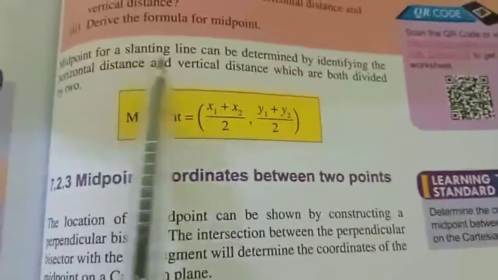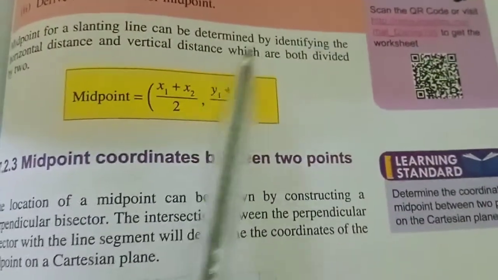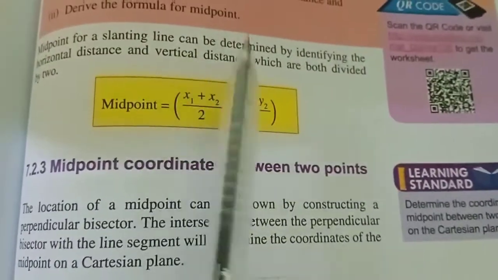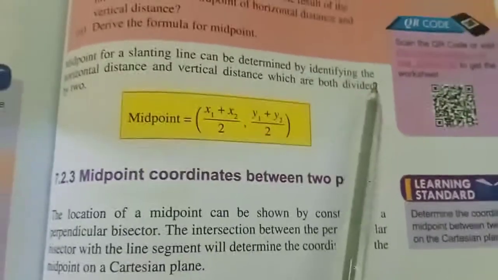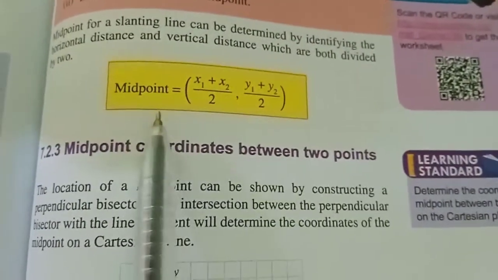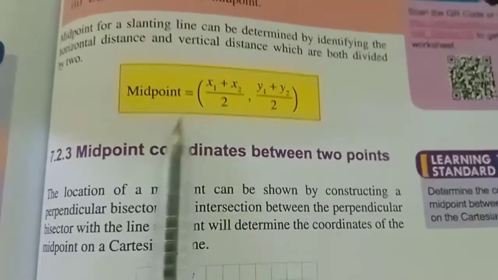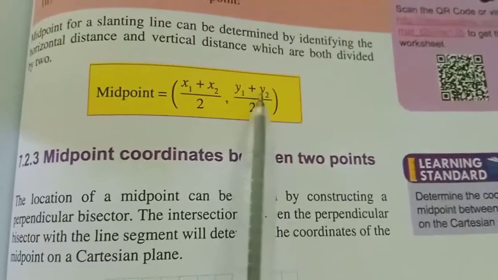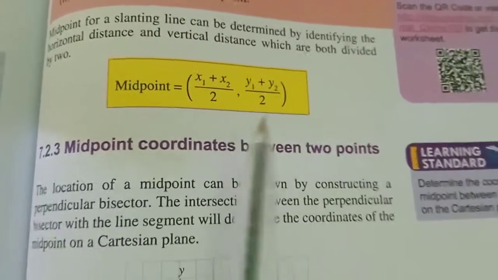The midpoint for a slanting line can be determined by identifying the horizontal distance and vertical distance, which are both divided by 2. So this is the formula of the midpoint: x1 plus x2 over 2, y1 plus y2 over 2.